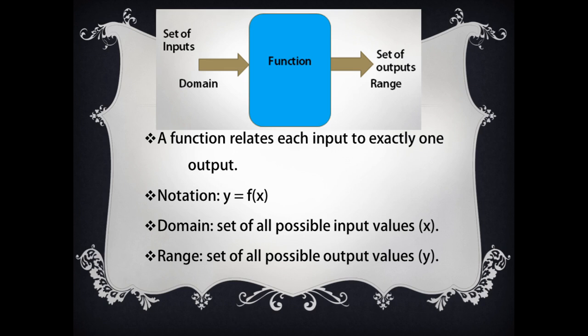If you get confused about whether the domain is the set of all possible input values or the set of all possible output values, you can remember it easily: d comes earlier than r in the alphabet. First we give the inputs, so the set of all possible input values is called the domain, and the set of all possible output values is called the range.